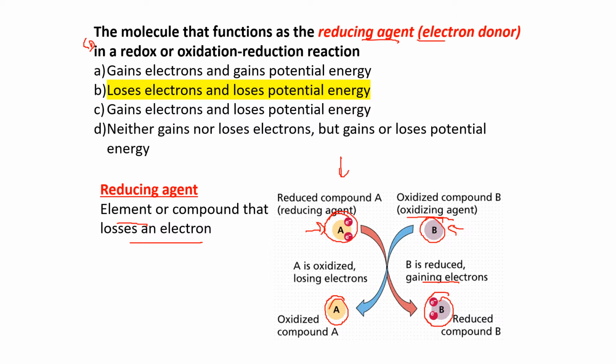So remember, this is a reducing agent. That is the one that loses the electrons. So the answer here will be the one that loses the electrons and loses potential energy, because the electrons are the ones that give the energy to do different reactions.